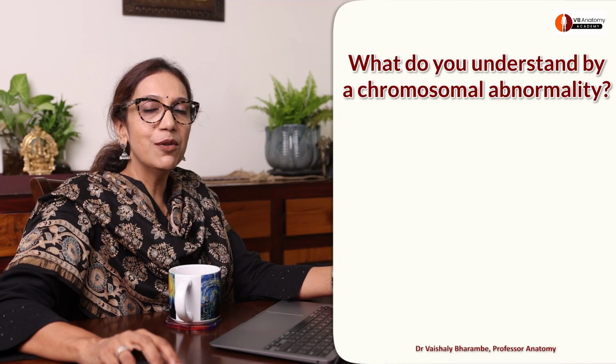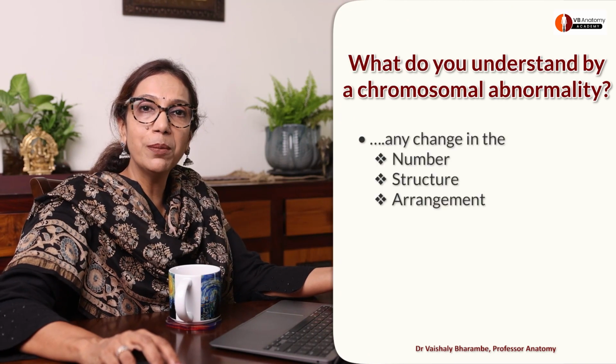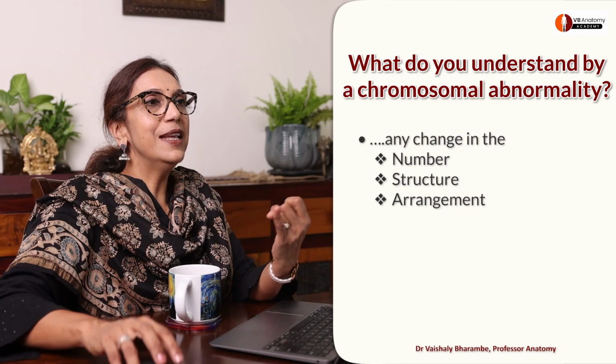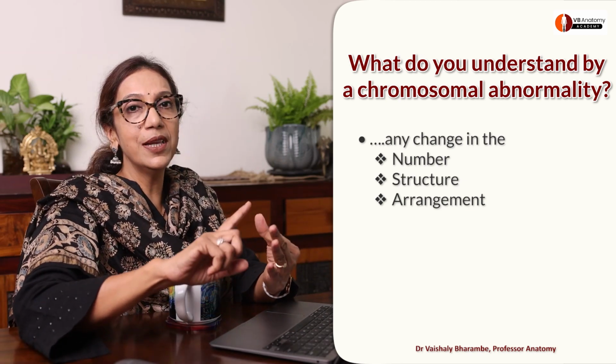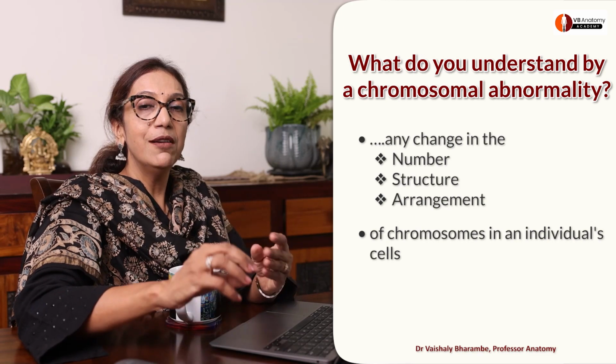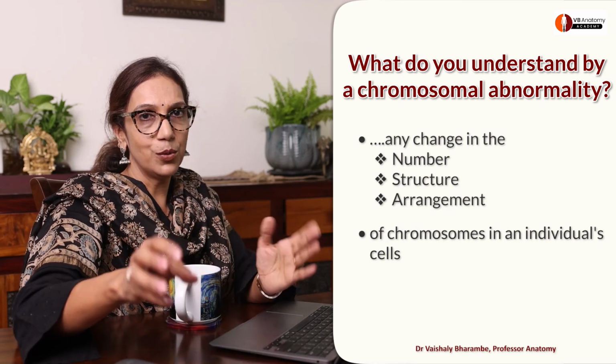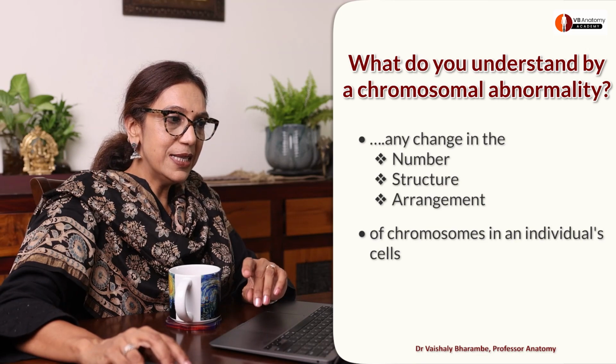Today I'm starting my series on chromosomal abnormalities. Okay? So, first question that strikes you is, when is a chromosome said to be abnormal? When there is an abnormality in the number or in the structure or in the arrangement of a chromosome, we call it abnormal chromosome. Okay, so all this will come under the gamut of chromosomal abnormalities.